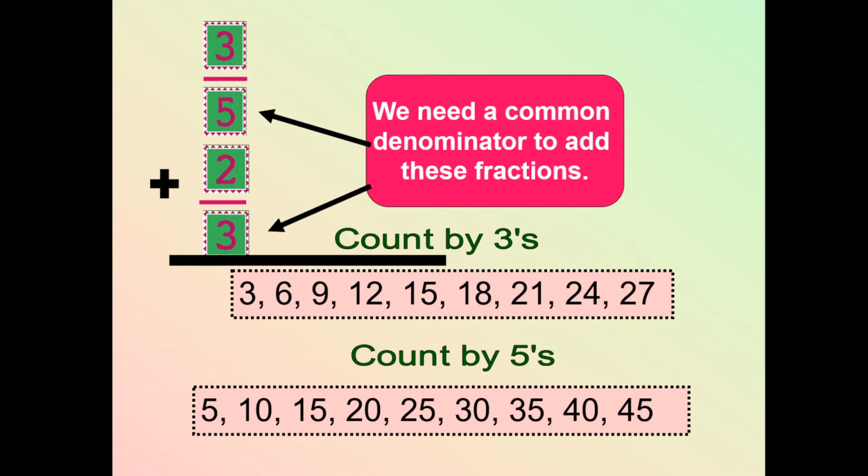So here's another example. We have 3 over 5 plus 2 over 3. So again, similarly, we need to find the common denominator to add these fractions. So what is the least common denominator for both of these? It's not encircled anymore, but we know that it's going to be 15. So 5, 10, 15, and we have 3, 6, 9, 12, 15. So that's the least common denominator we have for this example.